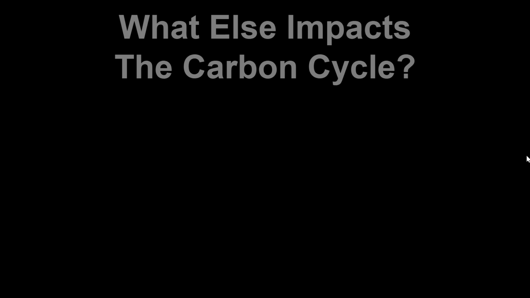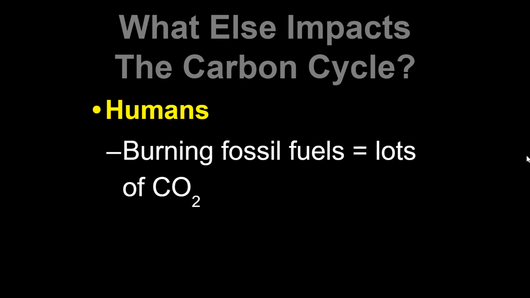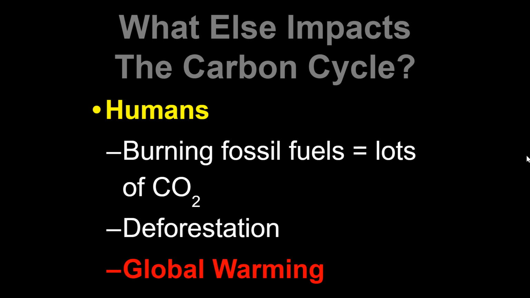Now there are other things that impact the carbon cycle, specifically humans, because we have been burning lots of fossil fuels, and those fossil fuels release a lot of carbon dioxide. We have also caused a lot of deforestation, so that prevents photosynthesis, so it reduces the amount that's being pulled out by plants. And all of this can result in global warming because carbon dioxide is a greenhouse gas.